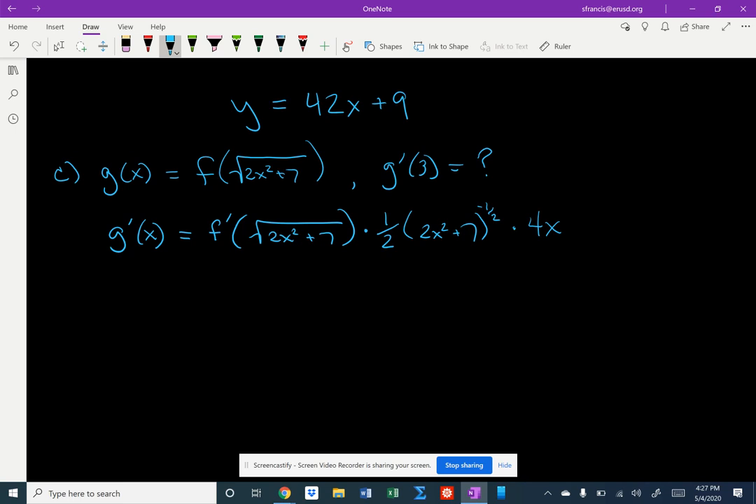Now, you have two applications of the chain rule in this, and they want to see both to get full credit for this problem. So that's something that they're looking for. The last part is just to evaluate this. So we need just g prime of 3.